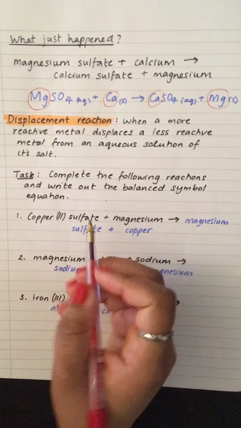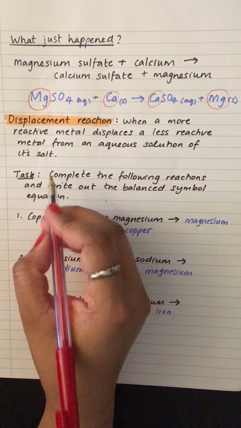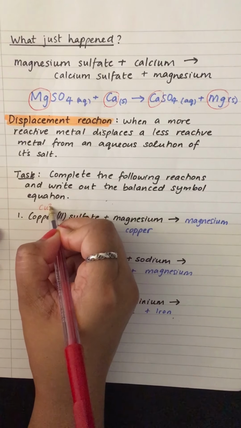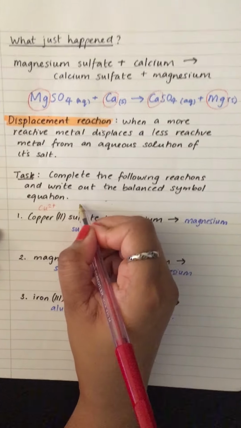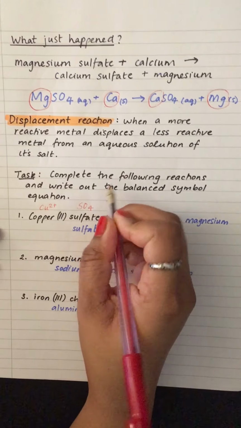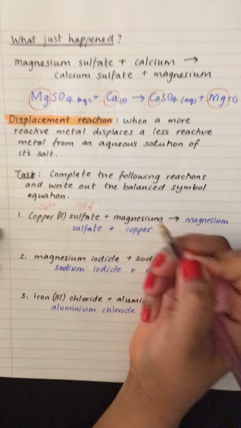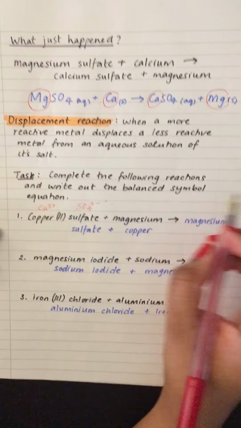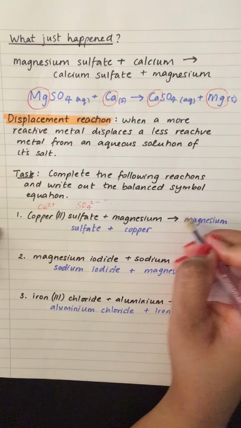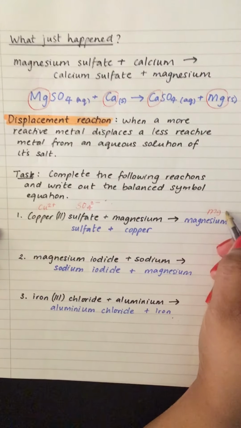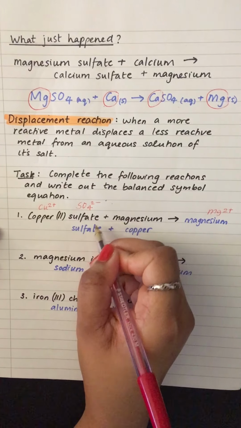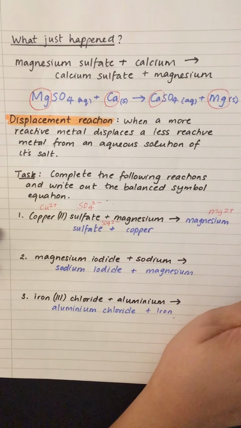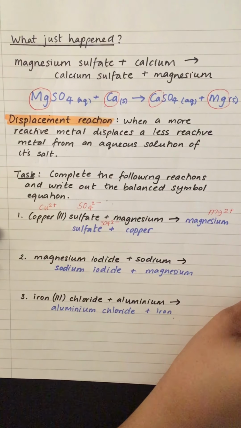So copper sulfate, if I just write above the charges and make it a bit easier for us. So copper, we can see, has a 2+ charge, Cu2+. Sulfate, SO4, 2-. Magnesium, a pure magnesium, has no charge, and so the magnesium sulfate, Mg2+, sulfate is still SO4, 2-, and again we've got pure copper. So let's write this out as an equation.